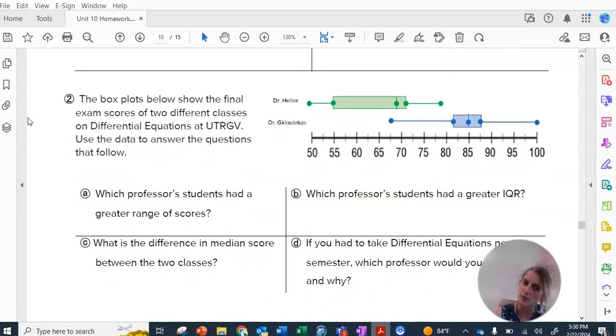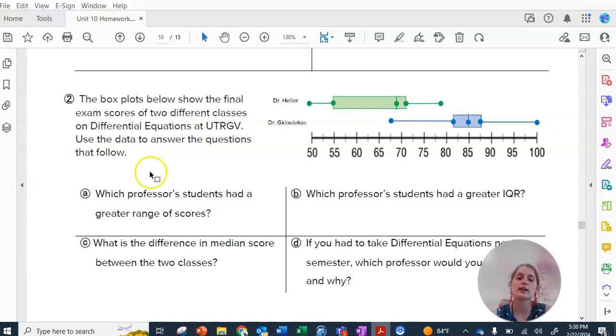Number 2 is talking about 2 side-by-side box plots and the class differential equations, which is a college level math class. We got 2 different teachers. In college, your teachers usually have PhDs, so they're called doctors because they've really studied that subject they're teaching. We've got Dr. Heller and Dr. I don't know how to pronounce that doctor's name, so I'm going to call him Dr. G.